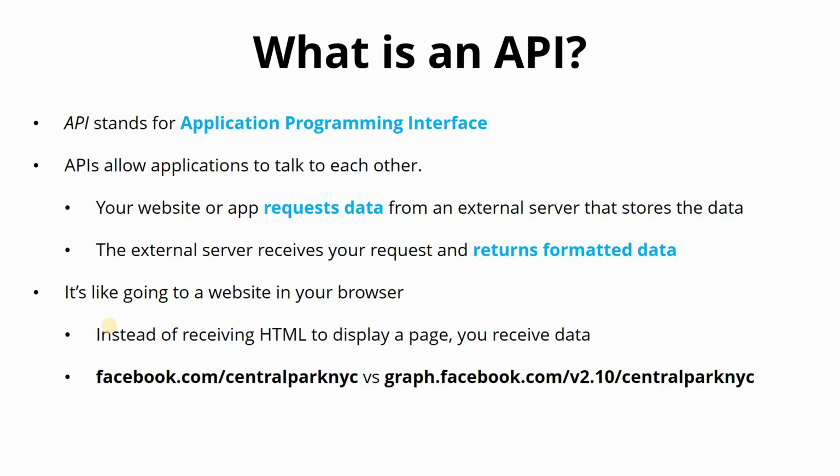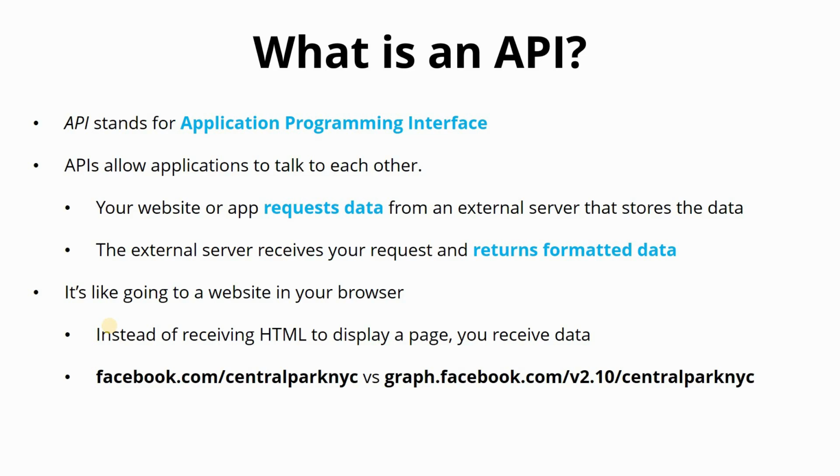So APIs allow applications to talk to each other. It's just a way to have things communicate, and it's the in-between. It's what actually creates that connection. Again, your app will request data from an external server, and that server is what stores the data. The external server will receive the request, process it, make sure everything's formatted properly and that you actually have authorization to be making this request, and then it will return a response. Usually that response will contain the data that you requested. In other cases, the response might just give you a success message or an error.